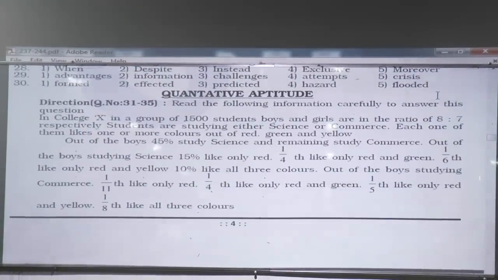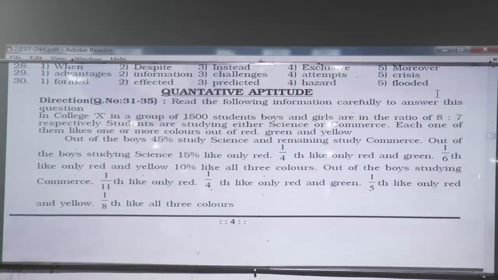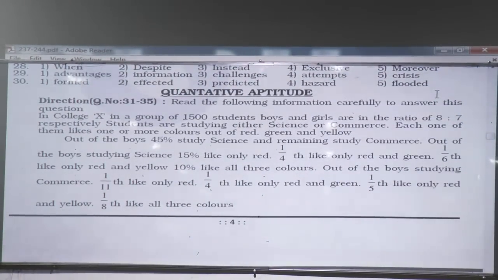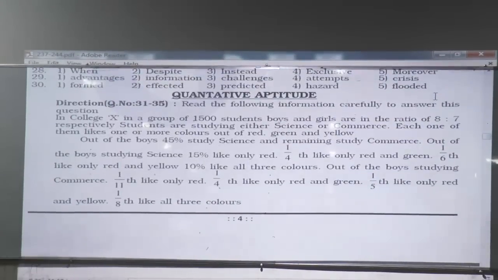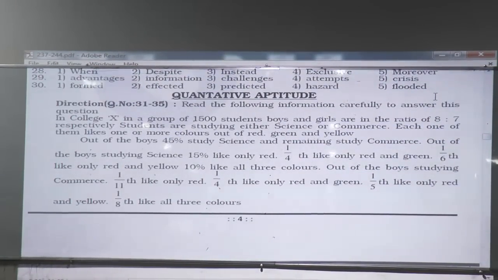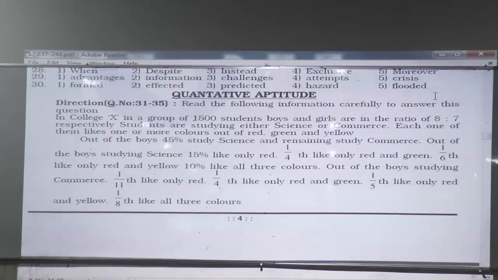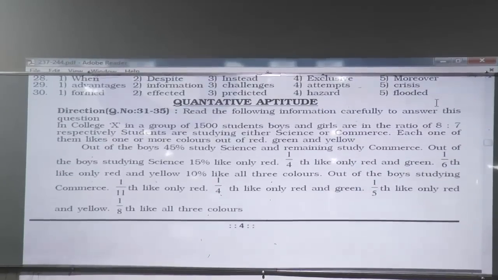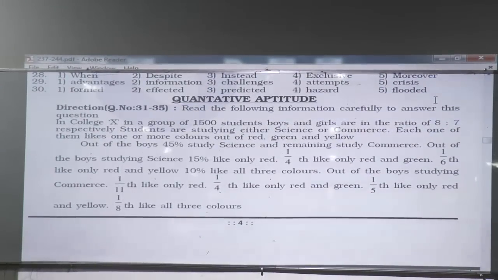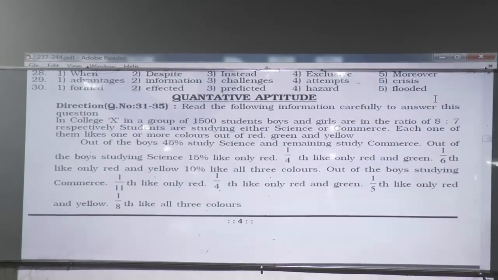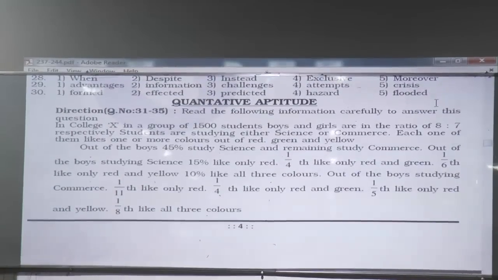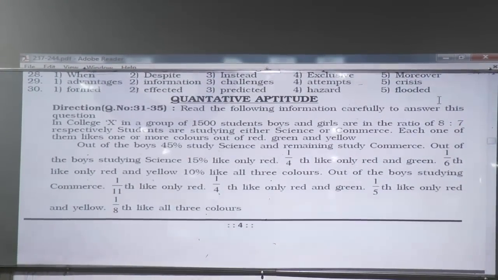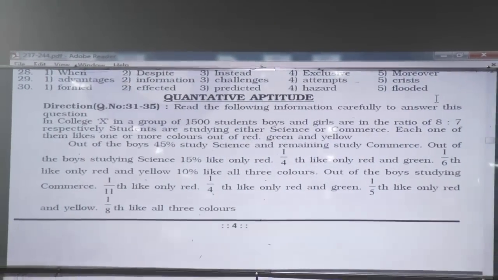31 to 35. College X, 1500 students, boys and girls. And again we have two streams, science and commerce. And in boys science group, you are given information about those candidates who like red color, red and green color, red and yellow combination. So your table looks something like this.